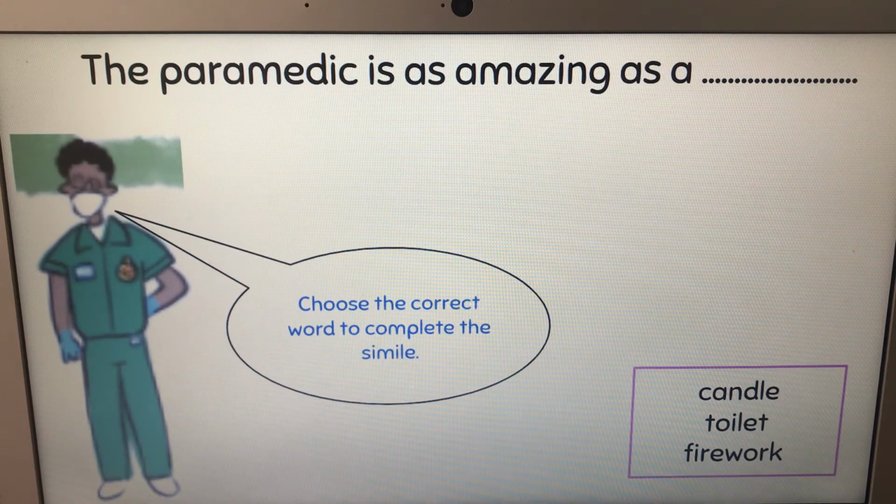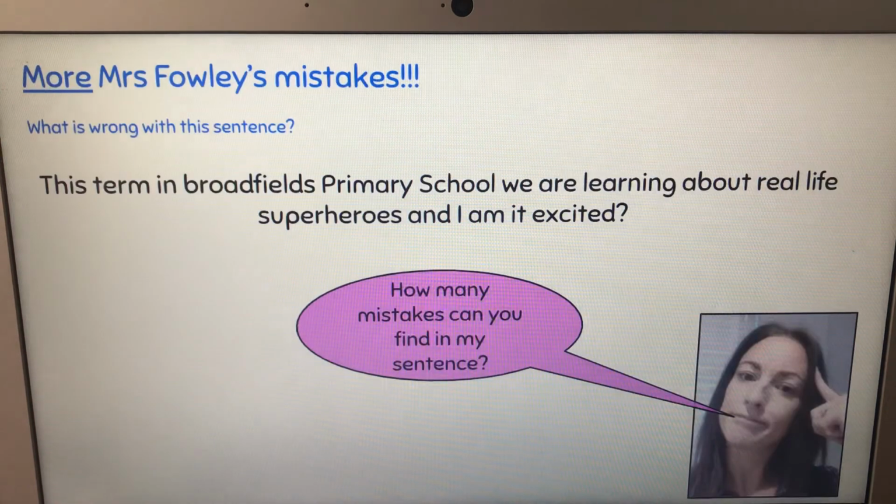Well done. I hope none of you chose toilet then. I mean, toilets are amazing, but hopefully you all chose firework.